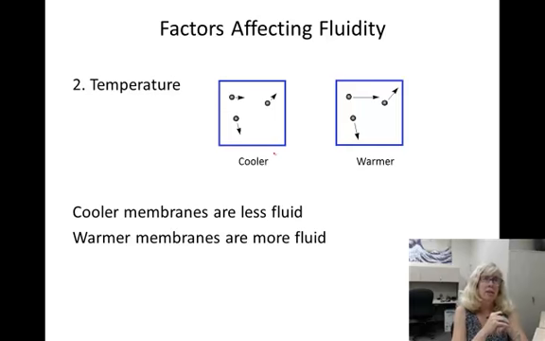Second, temperature affects how fluid a membrane is. You learned in high school physics that increasing the temperature of a system increases the kinetic energy of the molecules, and they randomly move faster. This increases fluidity.